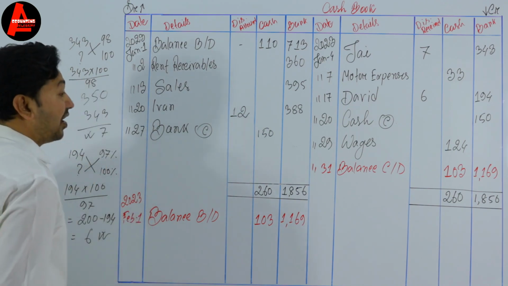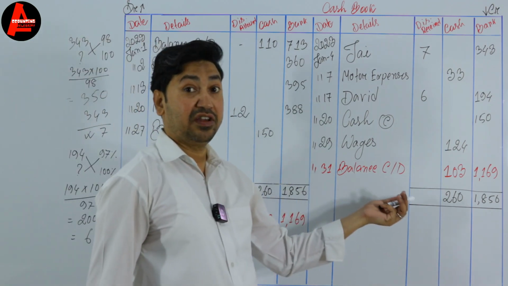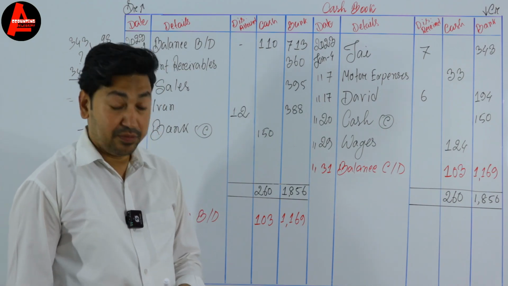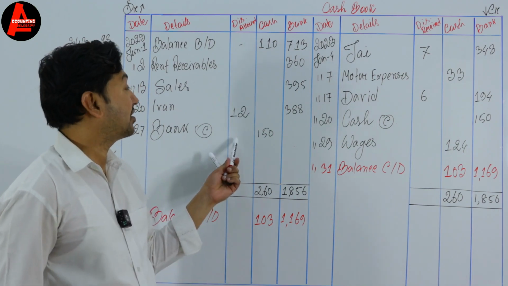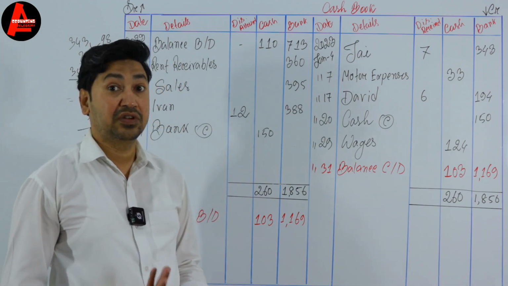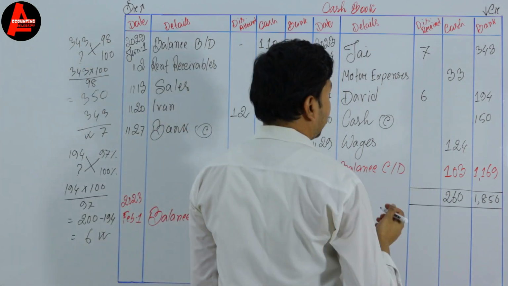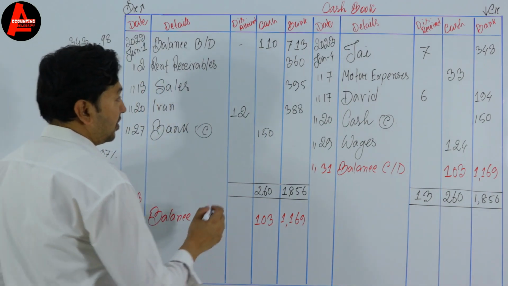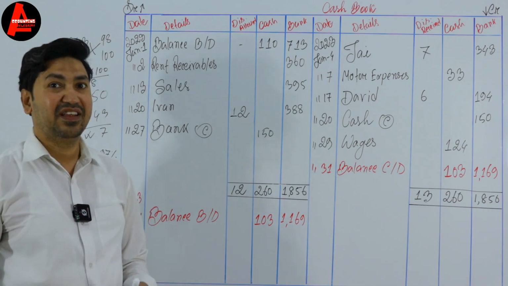Now what to do about the discount allowed and discount received columns? We don't need to balance these columns, because they are not assets or liabilities. Discount allowed is an expense, and discount received is an income. We will just calculate the totals of income and expense. Here our income is 6 plus 7 equal to 13, and here we allowed discount to people of $12. So this is how you need to prepare a cash book.